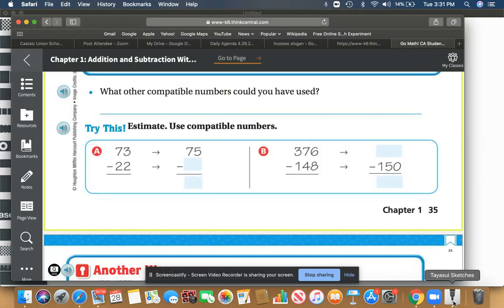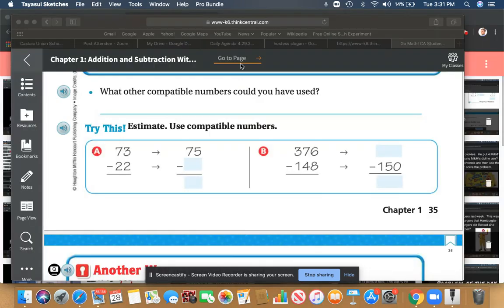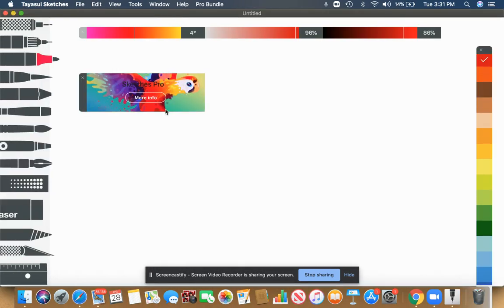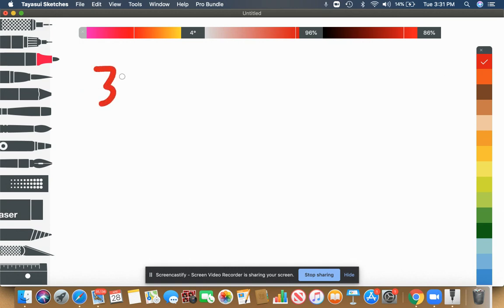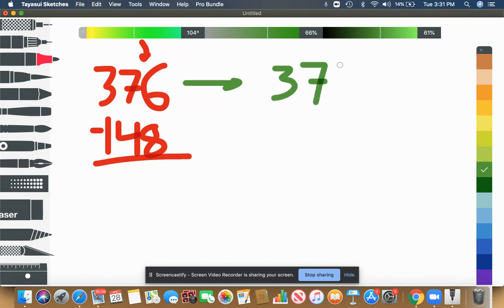376 minus 148. So we have 376 minus 148. Now I want to get these digits to 5s or 0s. That makes it a lot easier, guys. It just does. So instead of 376, I can put that at 375 minus, instead of 148, I'm going to do 150.